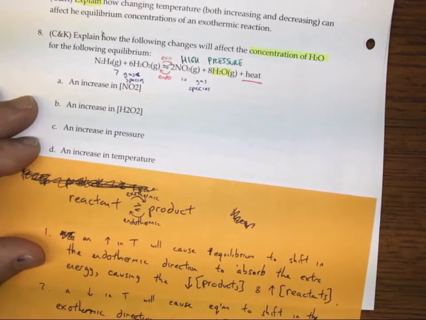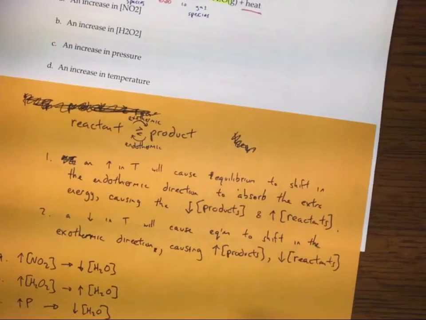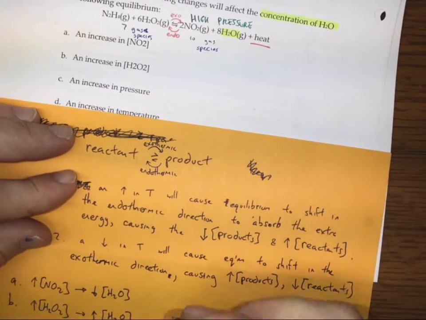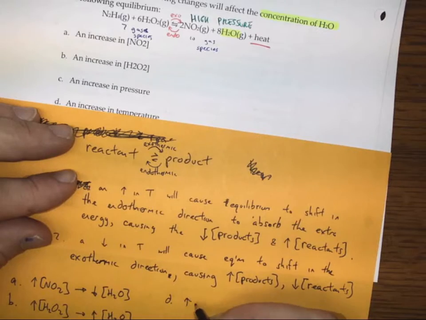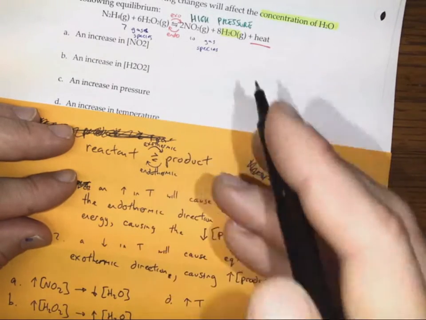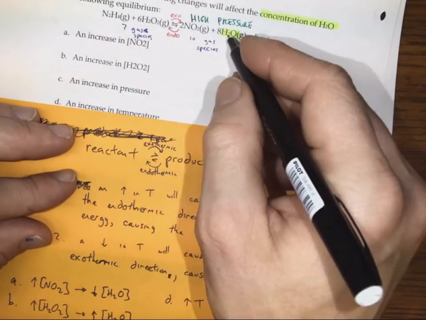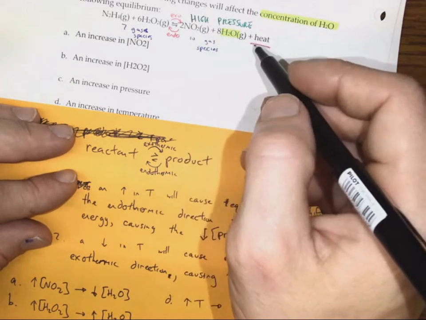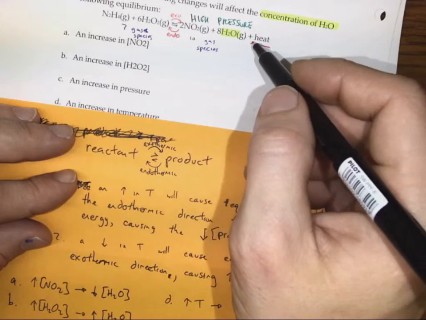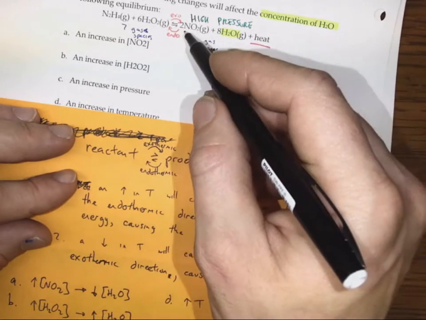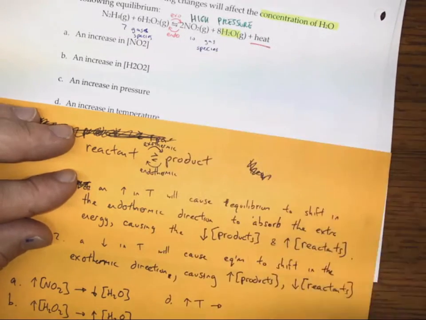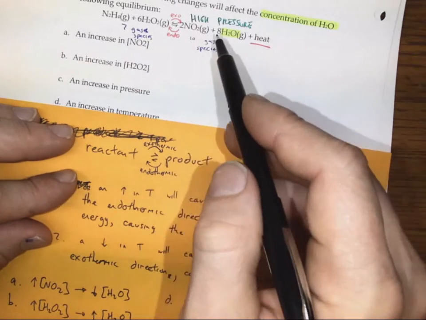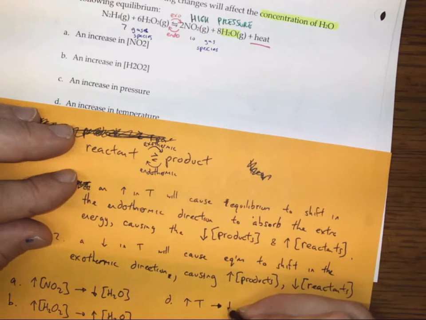All right, so that means an increase in temperature is going to cause a decrease in the amount of water because it's going to be combined with some heat energy and some nitrogen dioxide to form products. So that means we're going to decrease the water concentration.